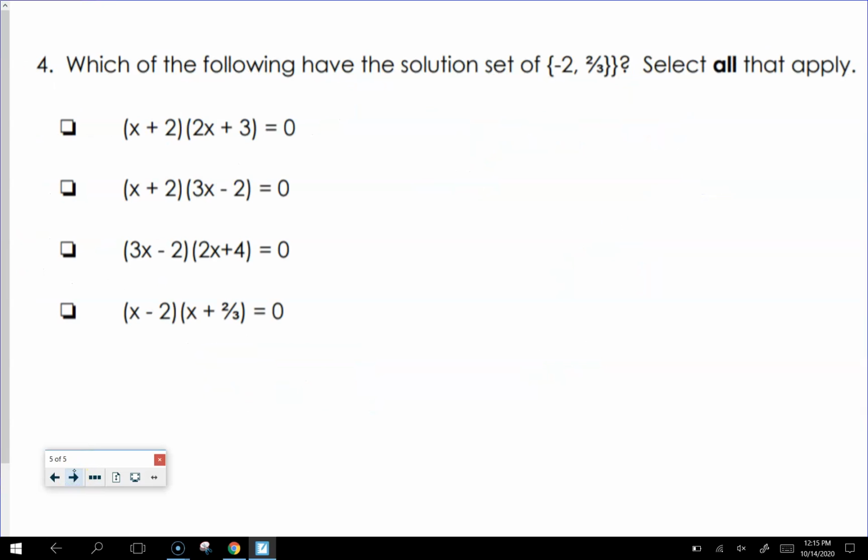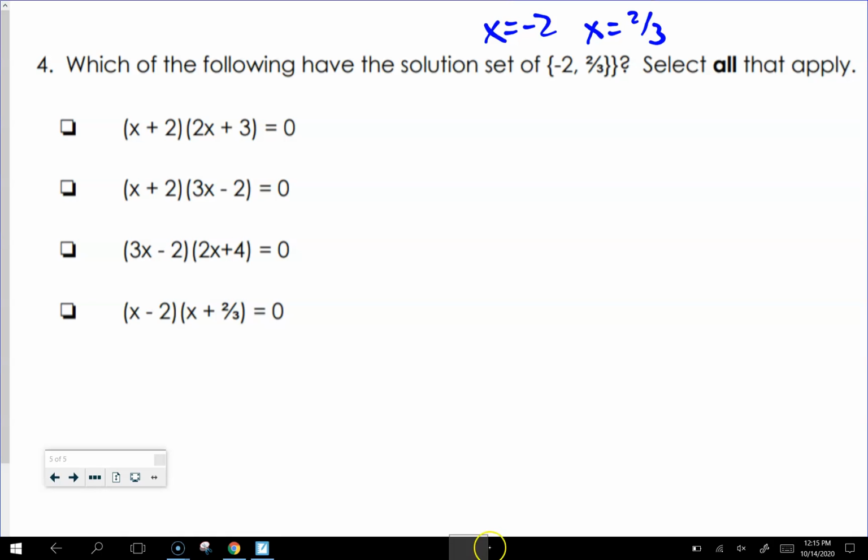All right, last bit. Which of the following have the solution set of -2 and 2/3? What does solution set mean? It's what equals my x. Yes. So we're going to get x equals -2, x equals 2/3. That's what a solution set is. It's just my solutions written out. You want to do the first one? All right. Help me work it out.